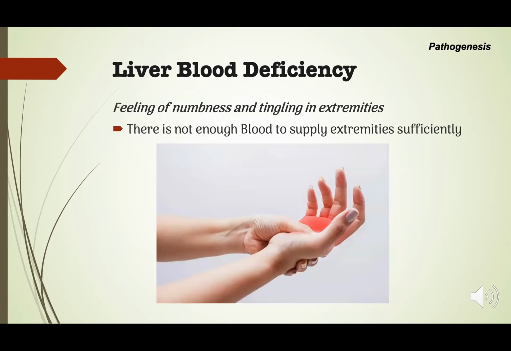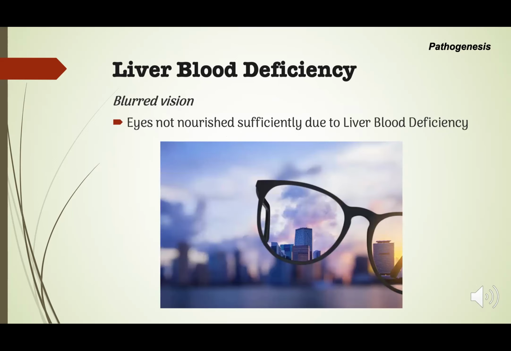Feeling of numbness and tingling in extremities. There is not enough blood to supply the extremities, due to liver blood deficiency. Blurred vision: the eyes are not nourished sufficiently due to liver blood deficiency.